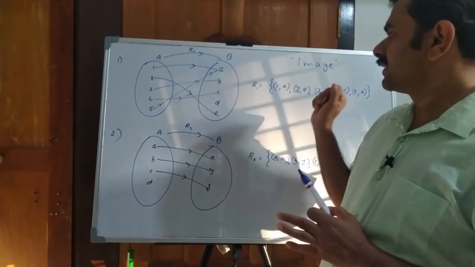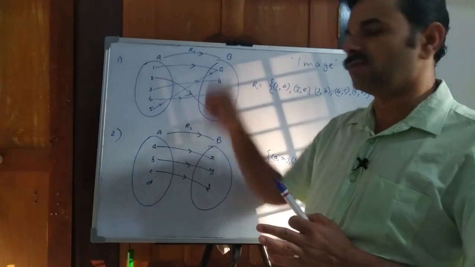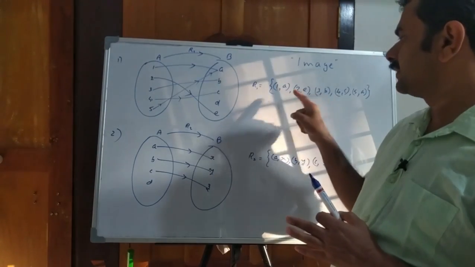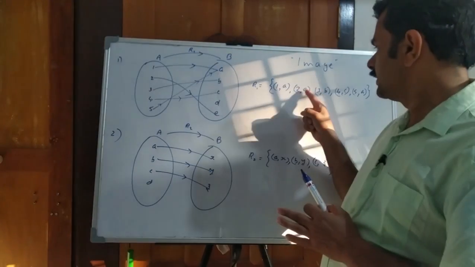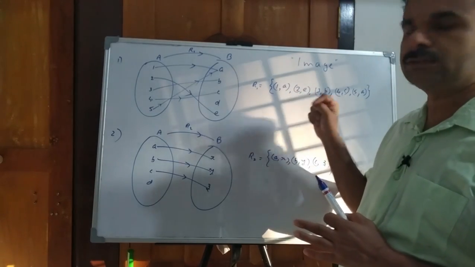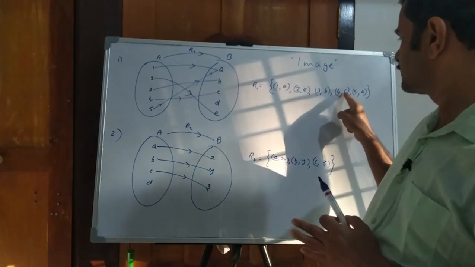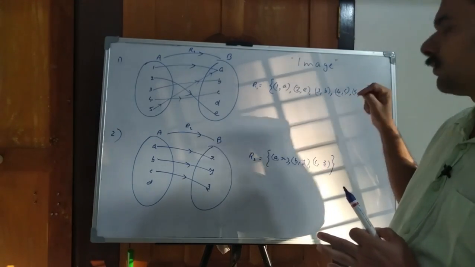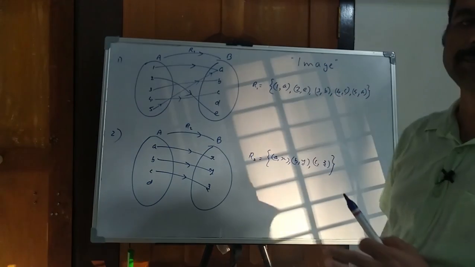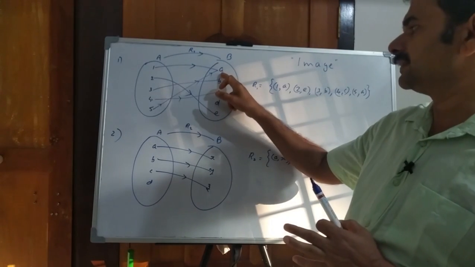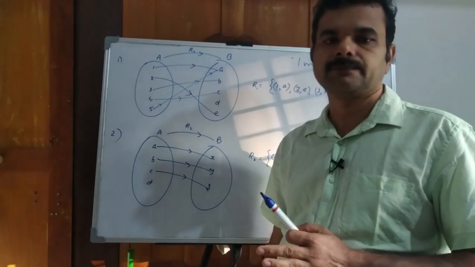By using this image, we can say that A is the image of the element 1. E is the image of the element 2. B is the image of the element 3. C is the image of the element 4. And A is the image of the element 5. Isn't it? A is the image of the elements 1 and 5.